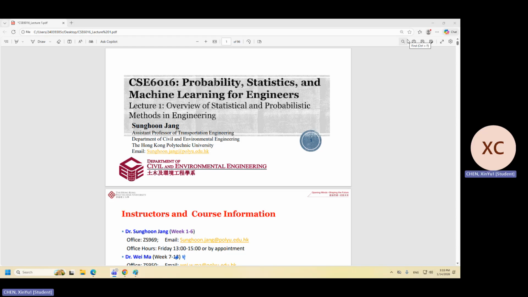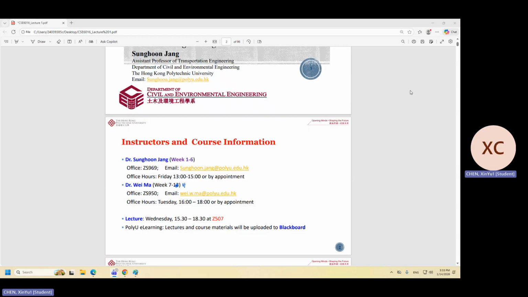Okay, so let's start today's lecture. Welcome to this course, Probability, Statistics, and Machine Learning for Engineers. Basically, same as other courses, we have a 13 weeks class for this lecture. The first half, from week 1 to week 6, I will teach. And then the second part, week 7 to week 11, Professor Marway will teach.